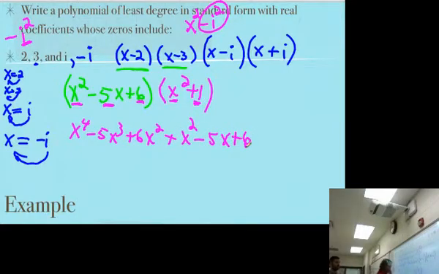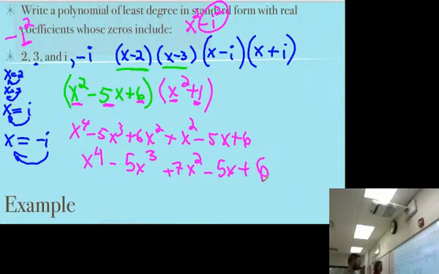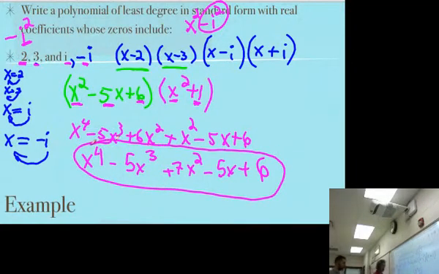All right, and then I'll let you combine like terms there. Thanks. Looks like we've just got 1x to the 4th. How many x cubes? Just 1, so minus 5x cubed. Plus 6x squared plus an x squared. I think that gives me 7x squared. Ooh, that's good. 7x squared minus 5x plus 6. So the polynomial of least degree should be 4 because we had 4 zeros, so at least degree is 4. I would say that is the polynomial of least degree.